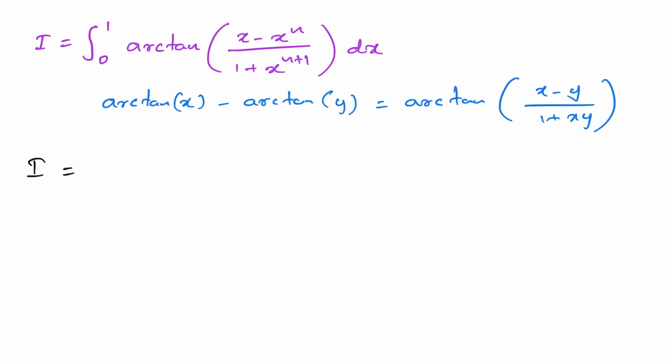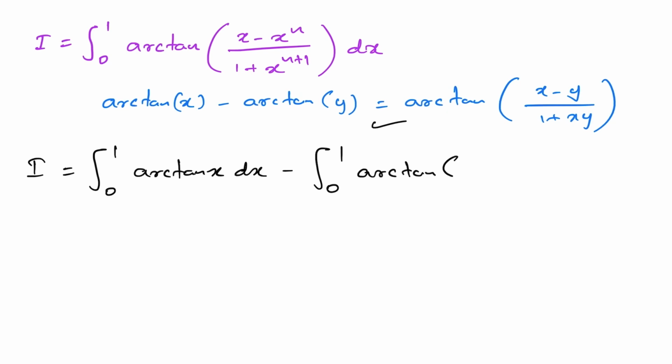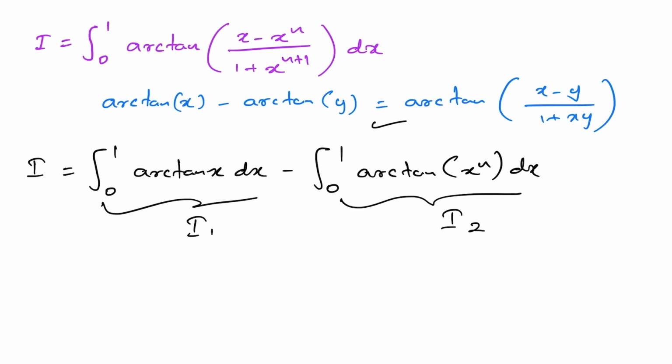I is equal to the integral from 0 to 1. Now using this formula we have the integral of arctan of x dx minus the integral from 0 to 1 of arctan of x to the n dx. Let's call these two integrals I1 and I2. So we have to evaluate two different integrals here.